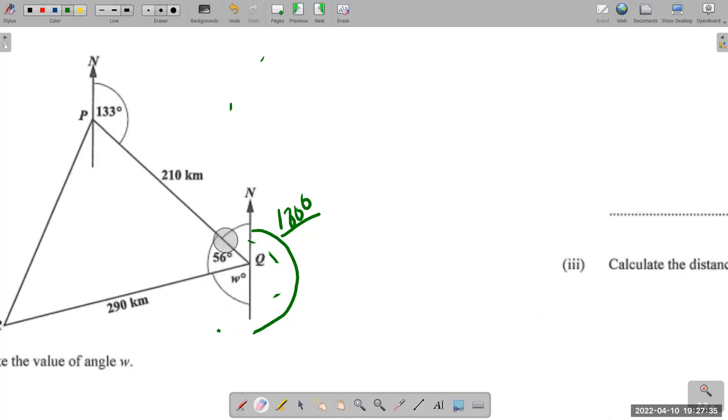Let me erase all of this. If you don't got it, most importantly, say you don't got it, okay? Don't be afraid.